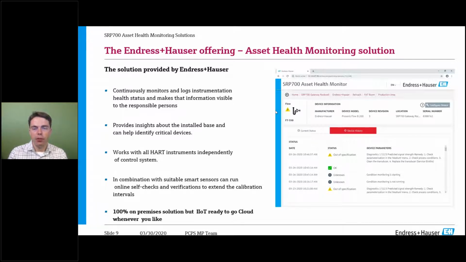One important thing about the whole solution: it's a 100% on-premise solution. That means it works in your network and doesn't require any internet or cloud connectivity. However, as we at Endress+Hauser and the whole world are moving more and more to cloud systems, and in this crisis at the moment, you can clearly see the benefit of having such solutions in terms of access and working together. This is IoT ready. So with very little effort in the future, you would be able to switch to also include cloud services.